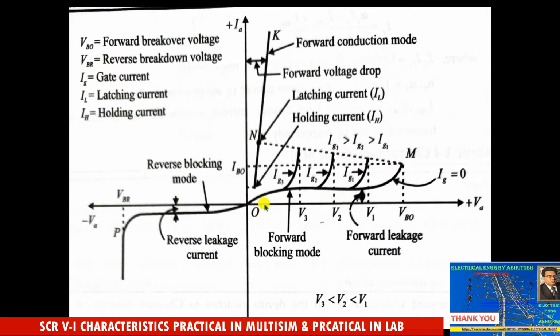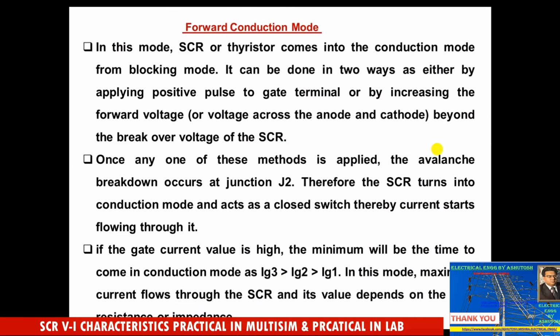So this SCR works in 3 modes. This arrowhead is showing the forward blocking mode, and this is the reverse blocking mode in the reverse characteristic. This is the forward conduction mode, when the SCR conducts abruptly. So how it works, we will go to our previous slides.